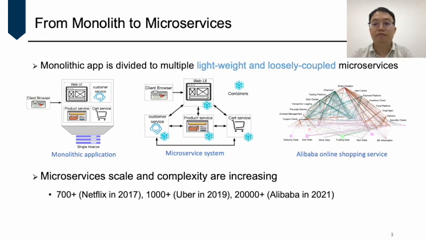Microservices are developed for monolithic applications. A monolithic application could be divided into a set of lightweight and loosely coupled microservices. A monolithic application usually runs in a single instance, like a virtual machine, and contains multiple modules. Each module can be developed into an individual microservice. Microservices usually run in containers and communicate with each other by network.